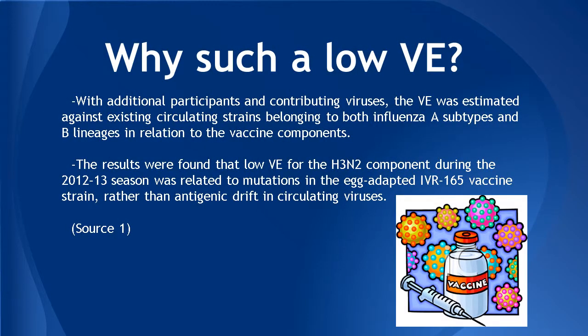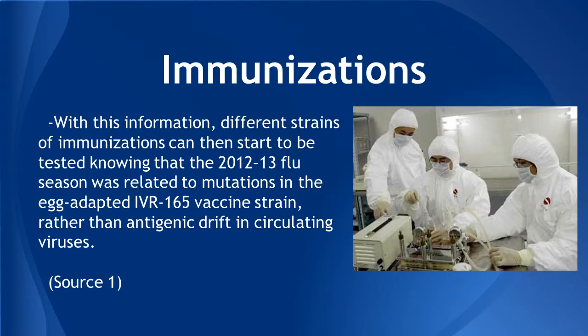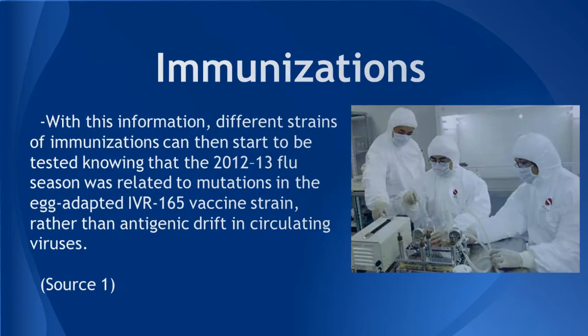Why such a low VE? The results found that the low VE for the H3N2 component during the 2012-13 season was related to mutations in the egg-adapted IVR-165 vaccine strain, rather than antigenic drift in circulating viruses. Realizing this, different strains of immunizations can then start to be tested, knowing that the low VE was related to mutations in the egg-adapted IVR-165 strain, rather than antigenic drift in circulating viruses.